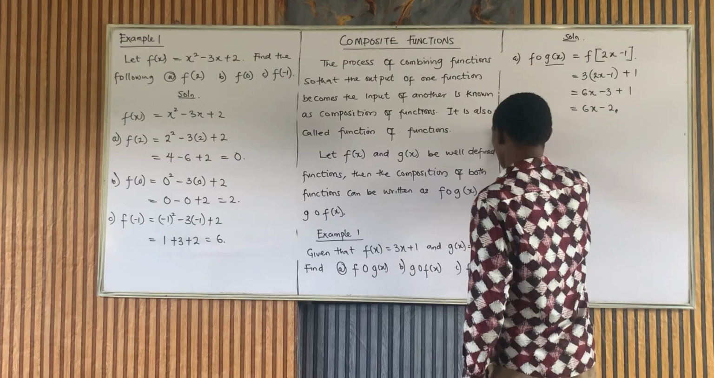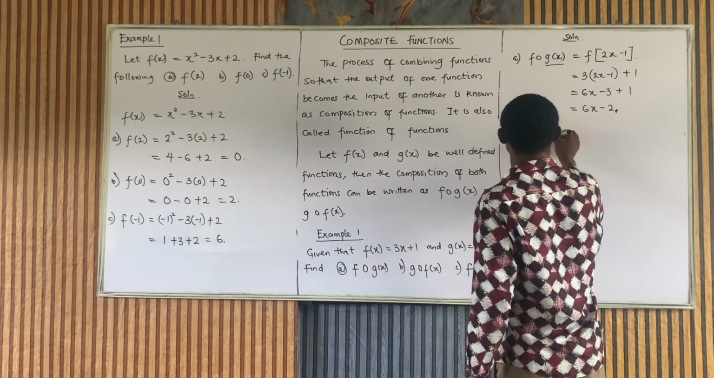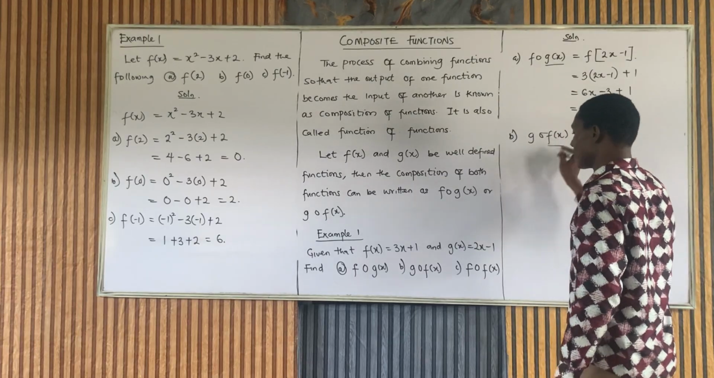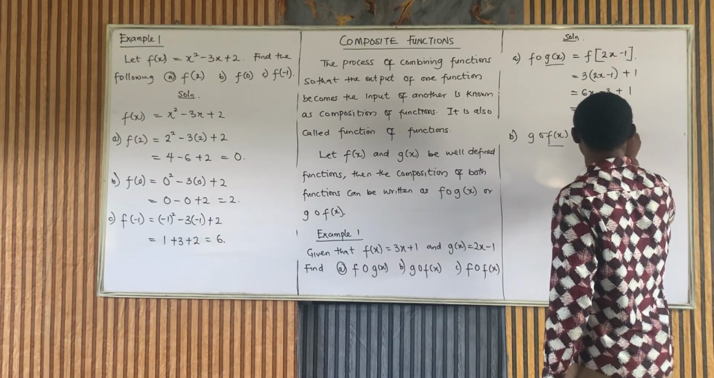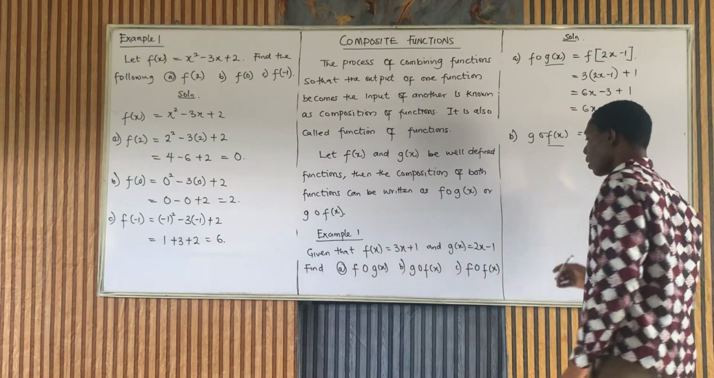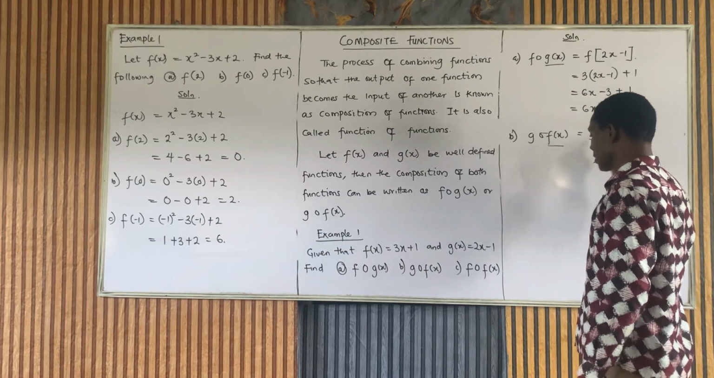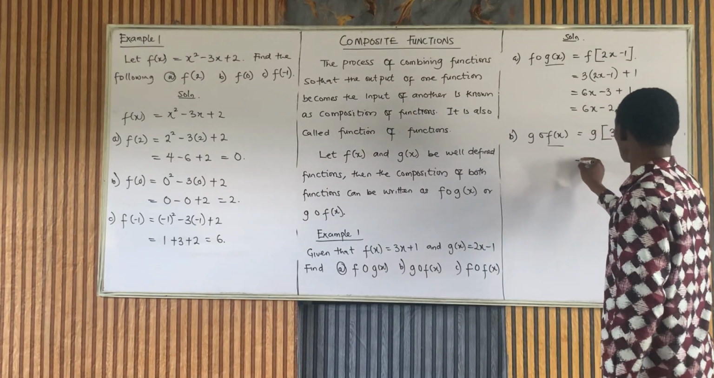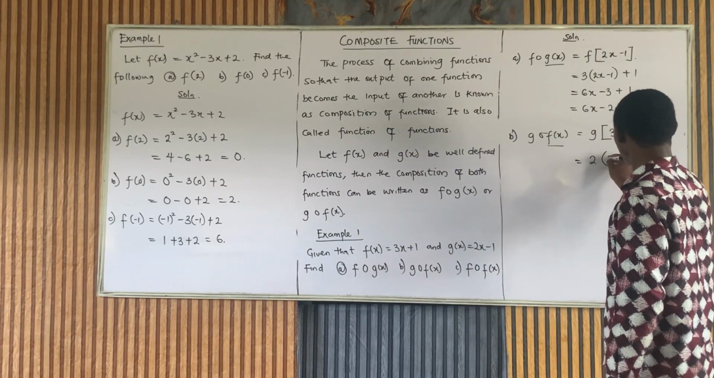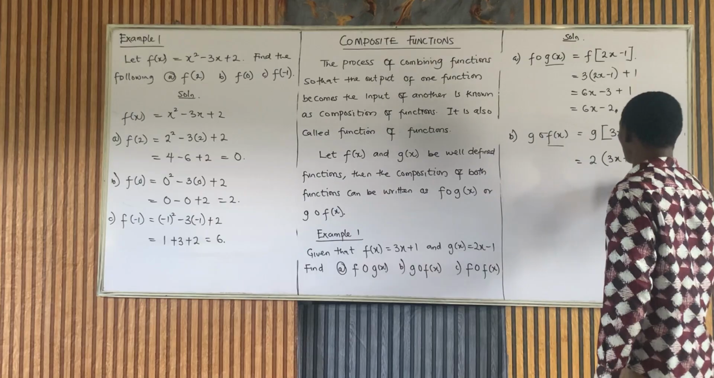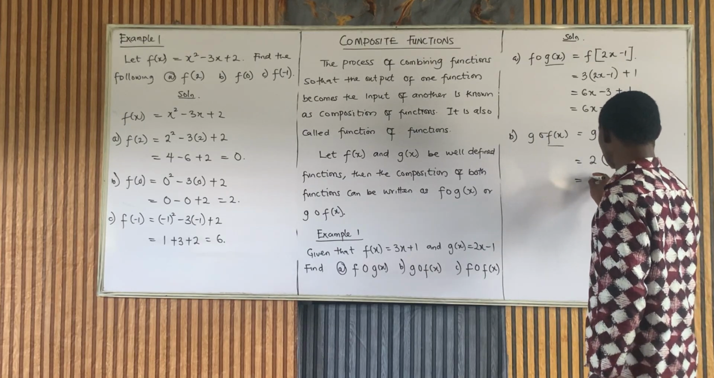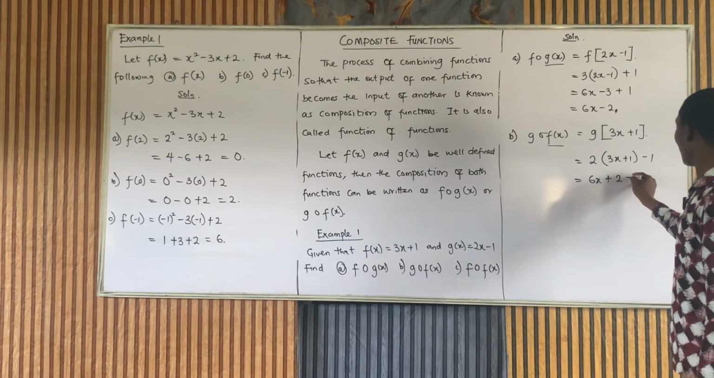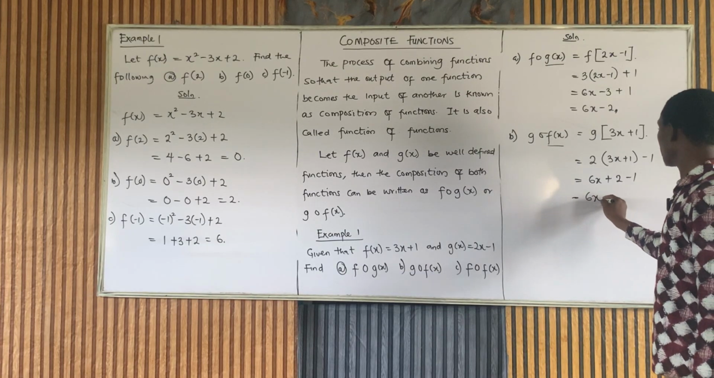Now let's take the next one. G of f of x. This is simply going to be g of, then let's take our f of x first. f of x is 3x plus 1. As you look at this now, what is g of this? G of x means multiply whatever is here by 2 and minus 1 from it. So this is going to be 2 multiplying 3x plus 1 and minus 1 from it. So this is going to be 2 times 3x, that's 6x. 2 times 1, that's plus 2. And then minus 1 from this. So this is going to be 6x plus 1.